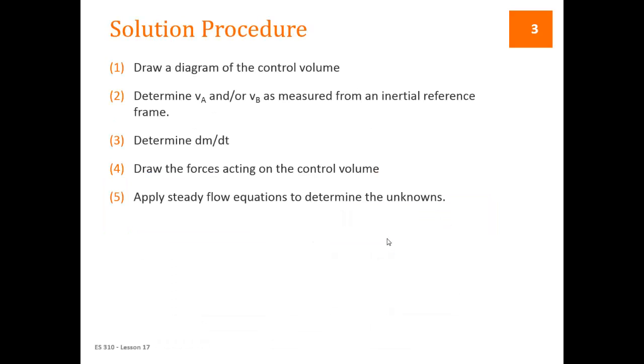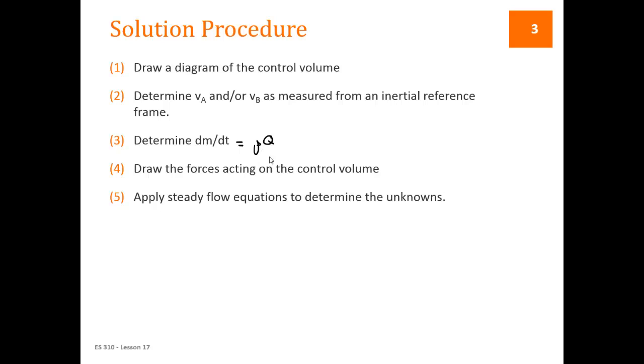So the solution procedure for these types of problems is we begin with identifying the control volume. Now this control volume will have a velocity of fluid coming in and a velocity of fluid going out. These are VA and VB. And these need to be measured from the inertial reference frame. So make sure that you're in a reference frame that's not accelerating in order to define VA and VB. We can then determine dm/dt usually through our volumetric flow rate, so density times Q.